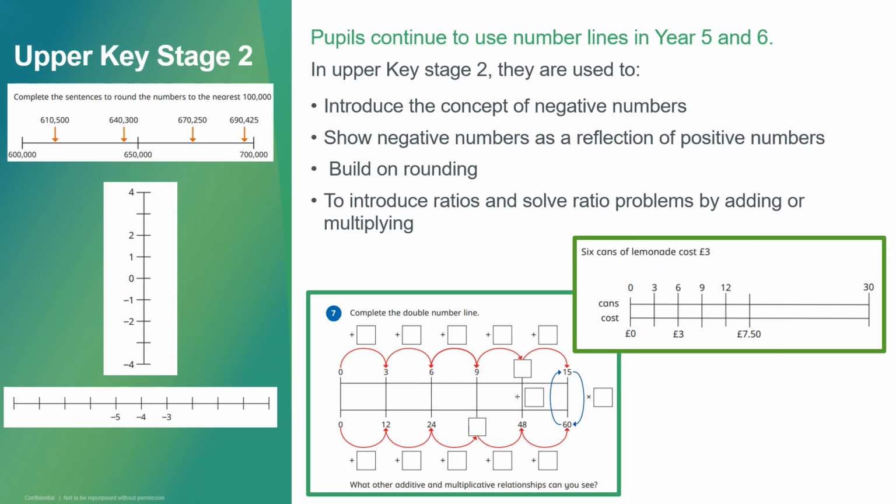Number lines continue to be used in years 5 and 6. They are used here to introduce the concept of negative numbers, show negative numbers as a reflection of positive numbers, build on rounding, and introduce ratios and solve ratio problems by adding or multiplying.